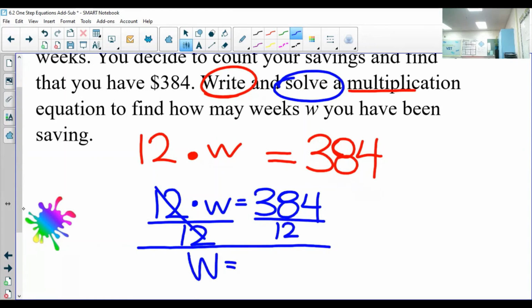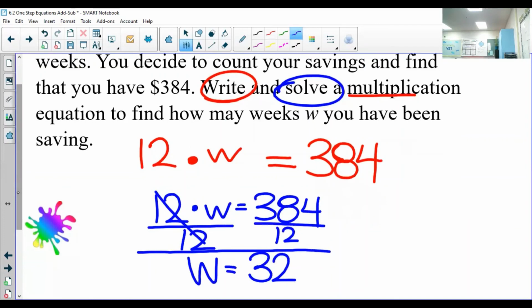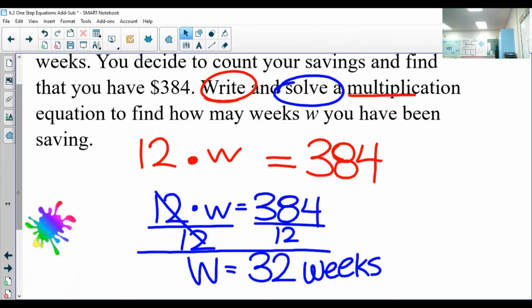You could go off to the side and solve that. I just grabbed my calculator, and my calculator said that that was 32. So how many weeks have I been saving? I've been saving for 32 weeks. And I save $12 each week, so that gets me at $384. Okay, so hopefully those make a little bit more sense.